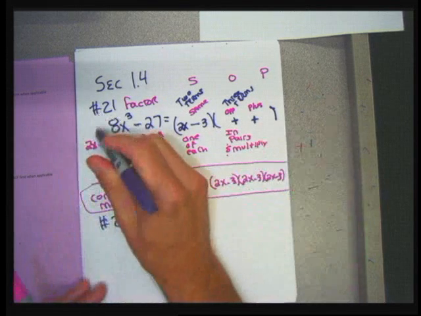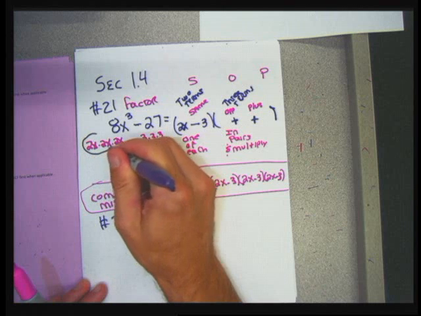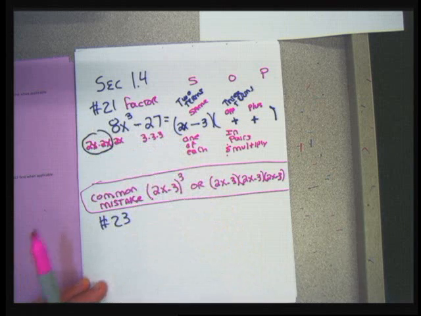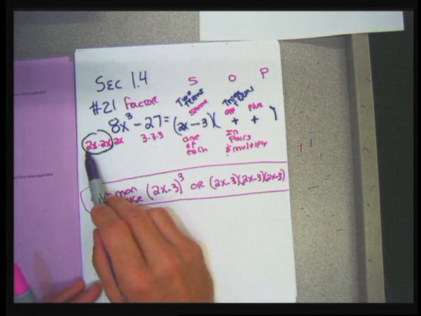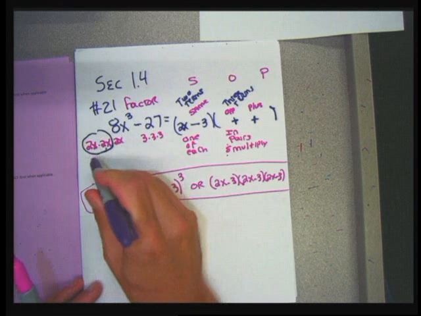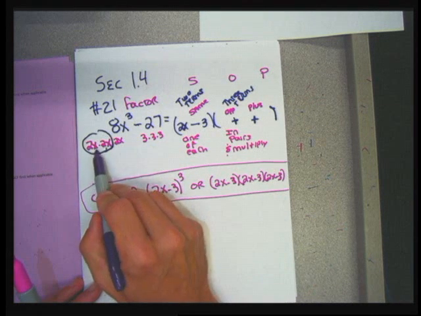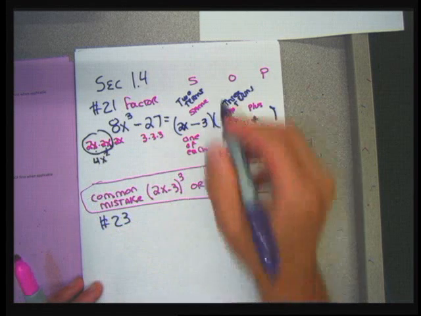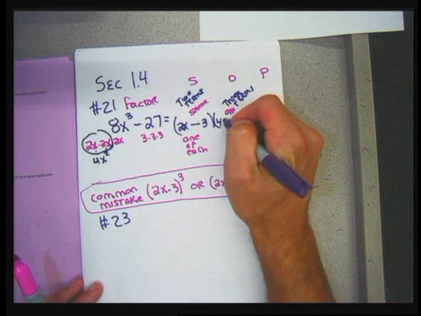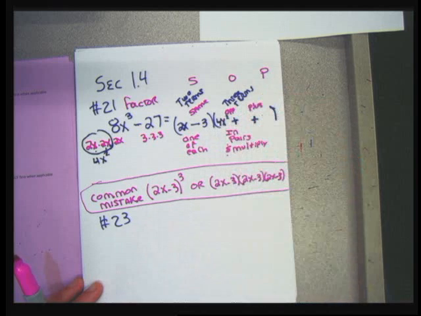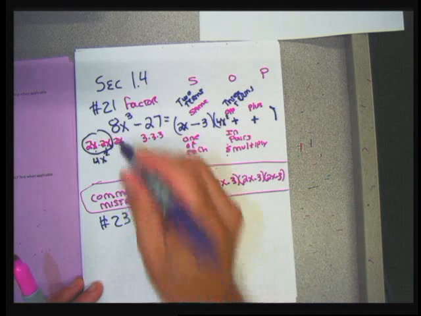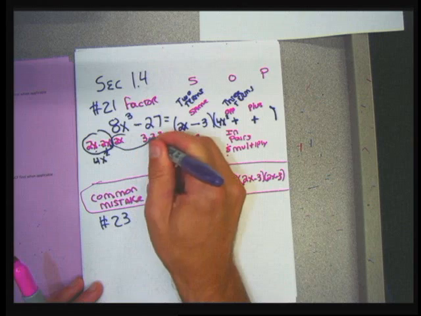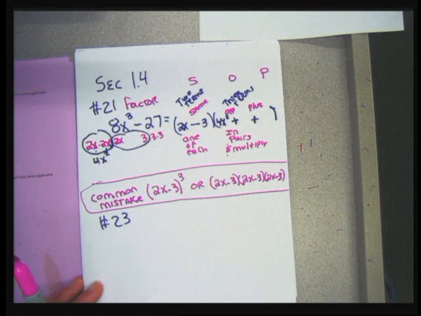So the first pair that I get from when I wrote down my cubes is 2x times 2x. I'm going to multiply those. To multiply 2x times 2x, I multiply the 2's together. 2 times 2 is 4. I multiply these x's together. X times x is x squared. So I made a pair and multiplied it. That's going to be the first thing in the second parentheses, a 4x squared. Then I'll make my next pair, which is 2x and 3.